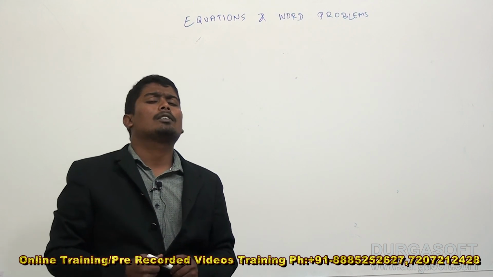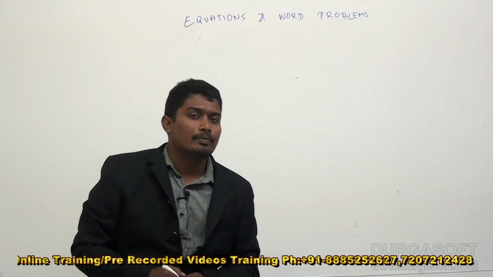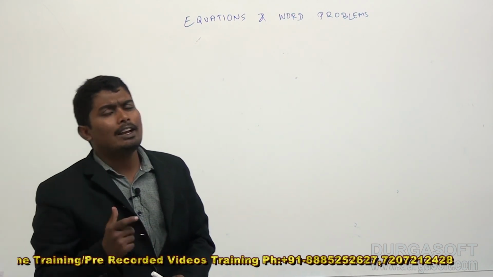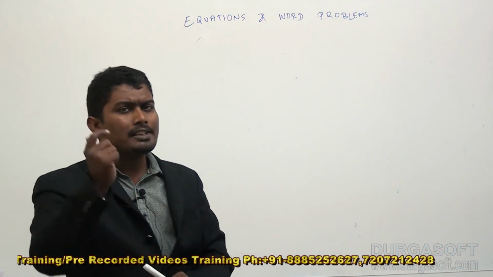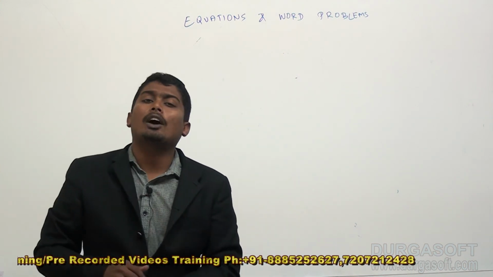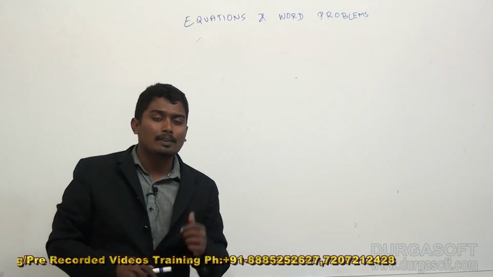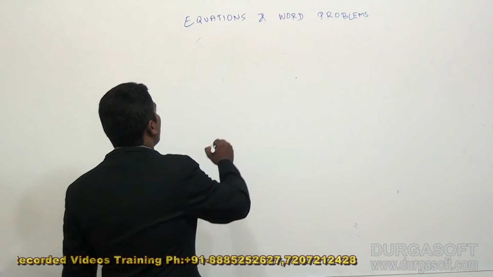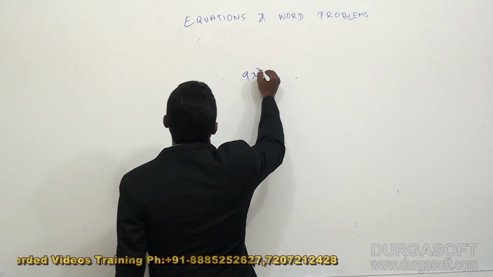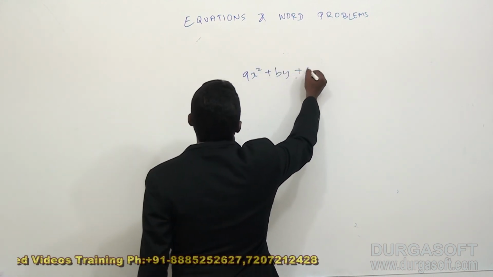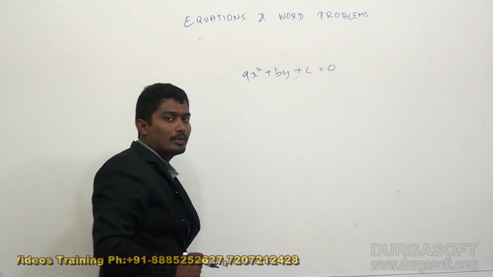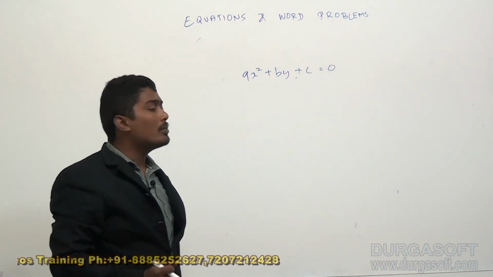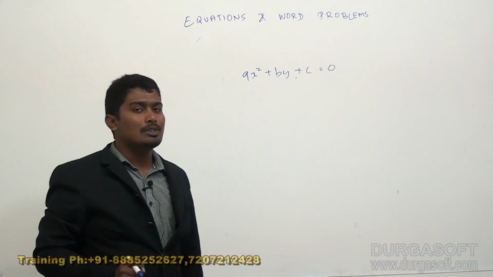Now we will be looking at questions based on quadratic equations. By quadratic equations, the highest degree, or the highest power, of the unknown value will be 2. Such a type of equation is called a quadratic equation. A quadratic equation will take this form: ax square plus bx plus c will be equal to 0.